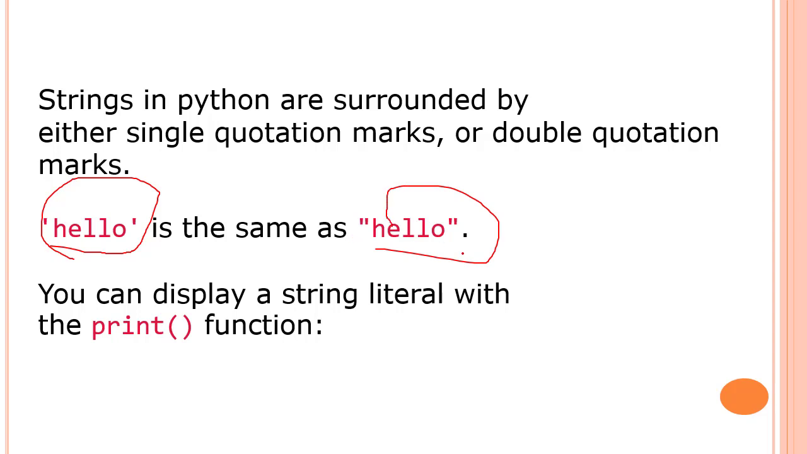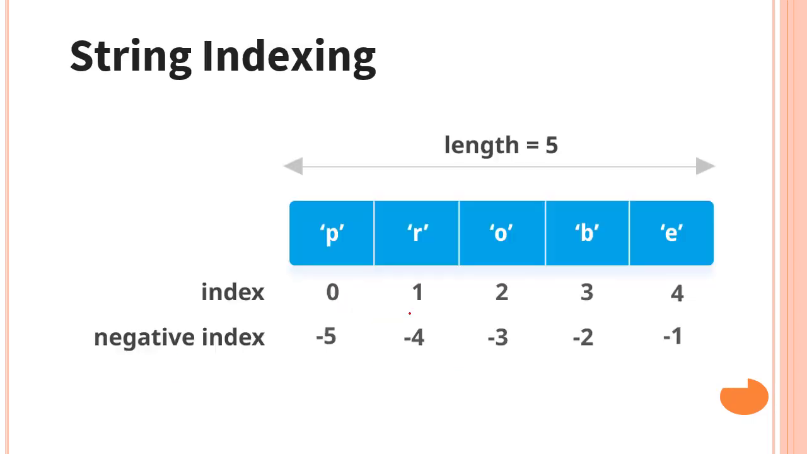Now, if we look, whenever we have used a print function to display anything on the output screen, we use print, and inside of that we write in double quotes whatever we want to display. So to display any string literal, we use the print function. Now, in this section on strings, we are going to look into string indexing also.